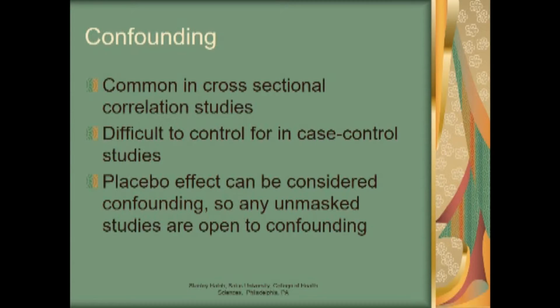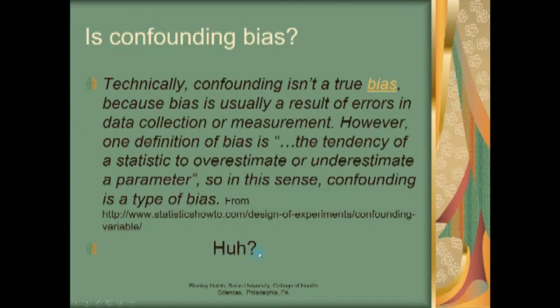Now we also have the placebo effect, which you're quite familiar with. Placebo effect could be a type of bias all by itself, or it could be considered as confounding, since it is often going to be associated with an exposure and maybe a factor with outcomes, such as a treatment group. So any unmasked studies are going to be open to the placebo effect, which can be considered a type of confounding.